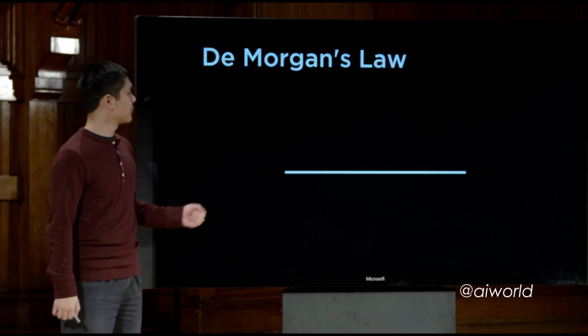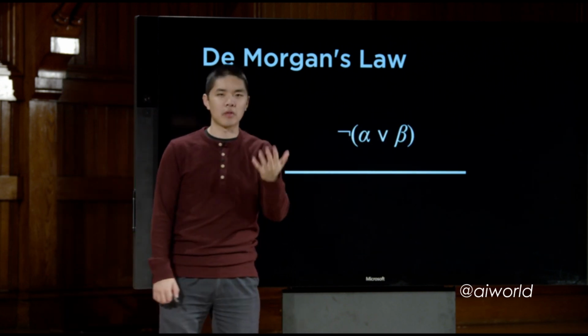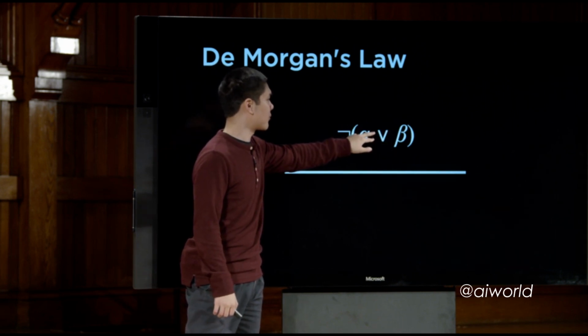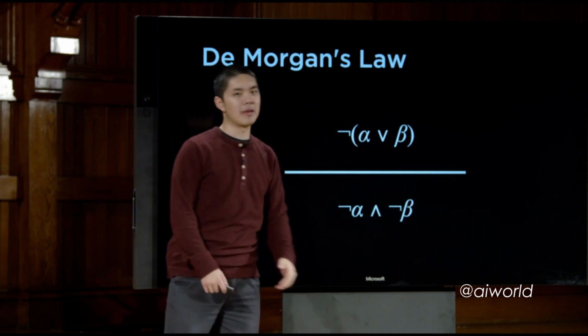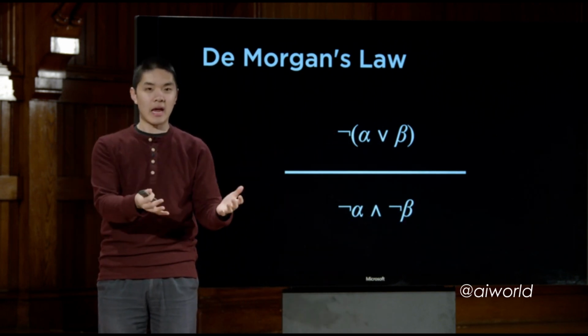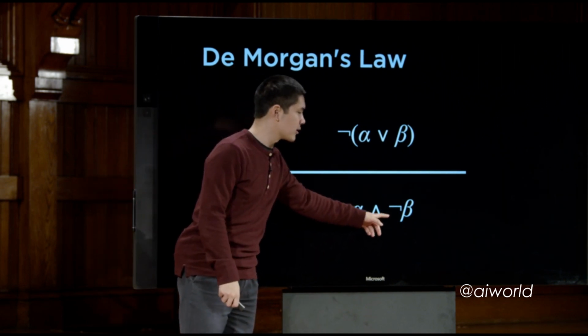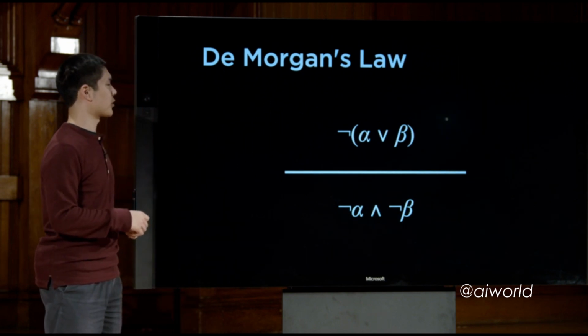The way that works is that if I have not A or B this time, the same logic is going to apply. I'm going to move the negation inwards, and I'm going to flip the or into an and. So if not A or B, meaning it is not true that A or B, or alpha or beta, then I can say not alpha and not beta, moving the negation inwards in order to make that conclusion.